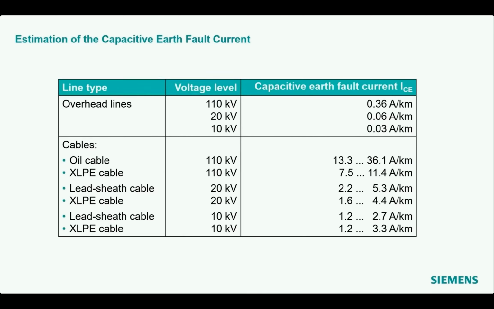It would work. If you have a cable system, it looks pretty different. In the lower part of the table you see, for instance, for a 20 kV system, values between 2 and 5 amps per kilometer. That would mean already with a total cable length of 10 kilometers, you are above the self-extinguishing limit.